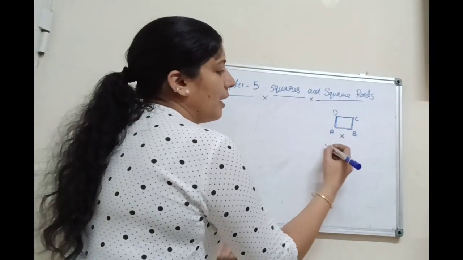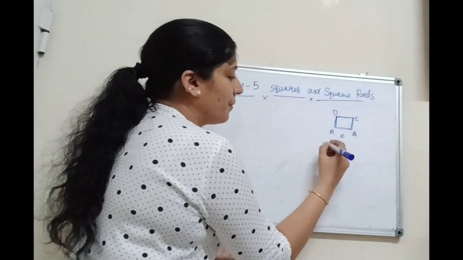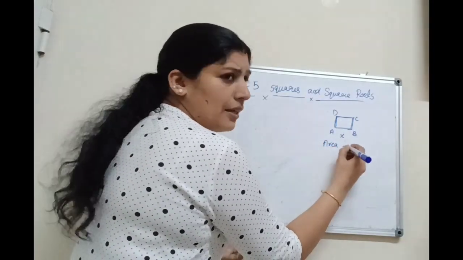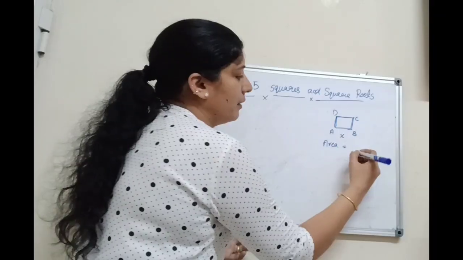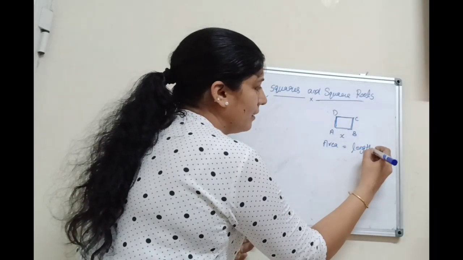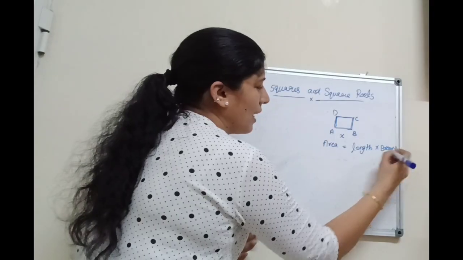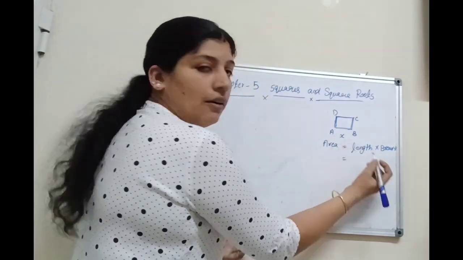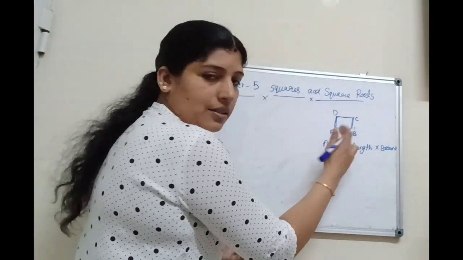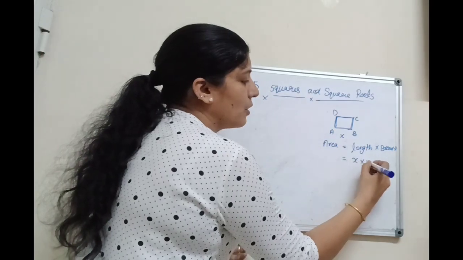Therefore, the area of this square can be written as: area is equal to length into breadth. Here the length and breadth are equal, that means all sides are equal. Therefore, one length will be x, and the area will be x into x.